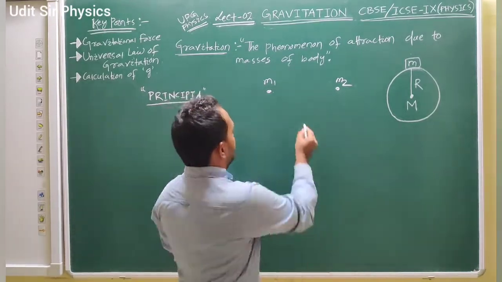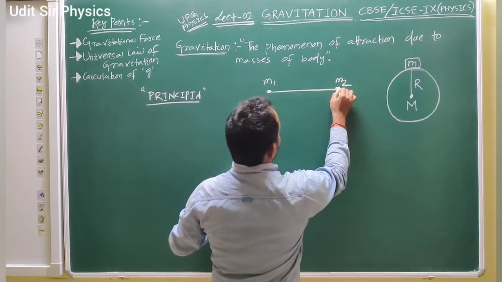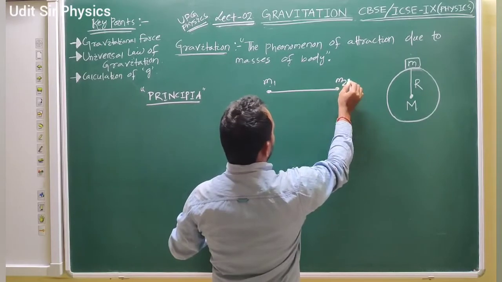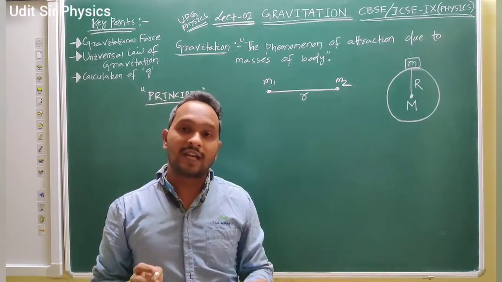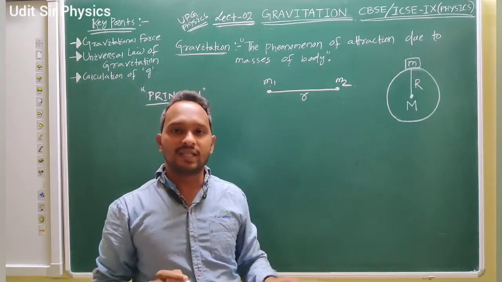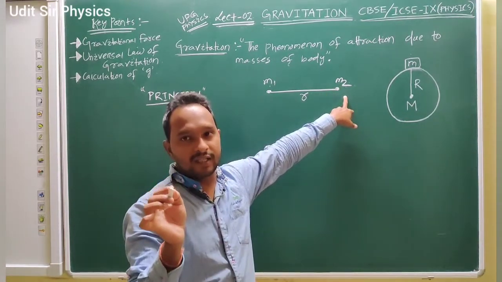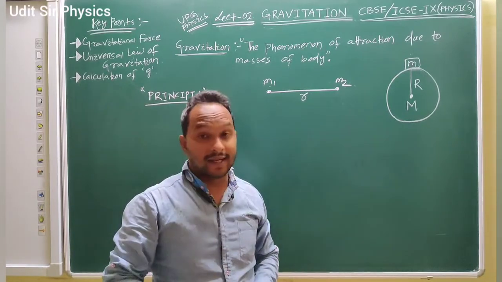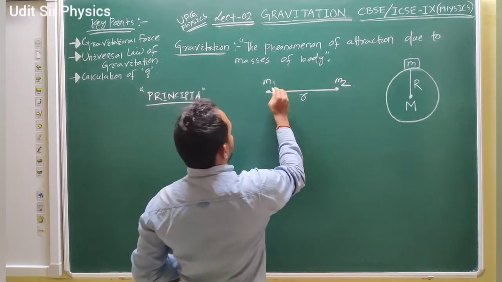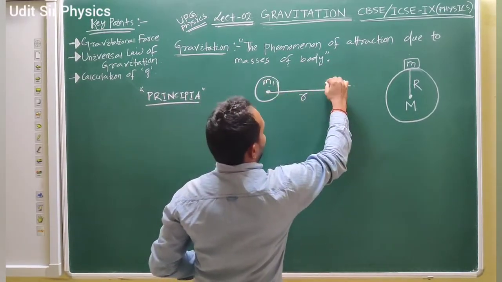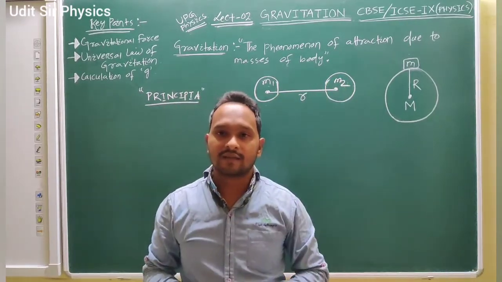See the diagram. This is mass m1, this is mass m2. The distance between mass m1 and mass m2 we suppose is r. The gravitational force is always attractive between two massive bodies. See m1 and m2, two point masses, but it is not always like that. Sometimes you can take big masses like spheres.